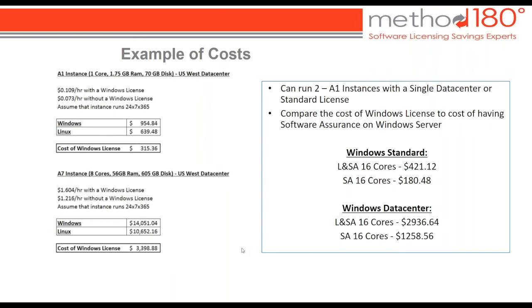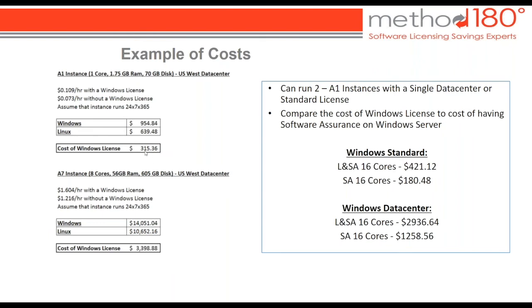So a couple of things to note with this one: you could run 2 A1 instances with 1 license because that's less than 16 cores, right? And I guess the same with this A7 as well. You can run 2 of those because it's less than 16 cores. It's one 8 core. But just for standard comparison, if you had to buy a net new license of Windows Server Standard with SA, it's $421. You can see that's less.